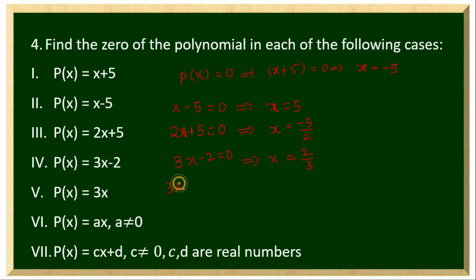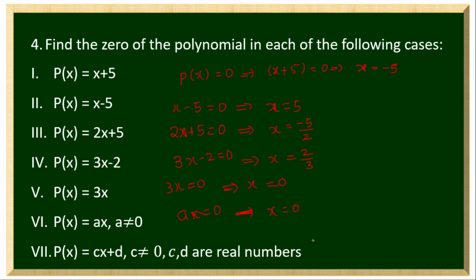Here 3x equal to 0. 3x equal to 0 means x equal to 0. 0 by 3 is 0 only, right? So x equal to 0. For x equal to 0, this polynomial will become 0. That means x equal to 0 is the zero of this polynomial. Right. Next. What is the zero of this polynomial? ax equal to 0. So x equal to 0 is the zero of this polynomial, ax.